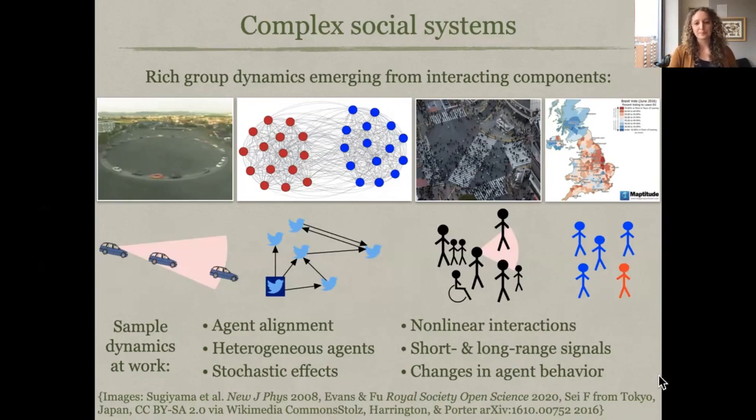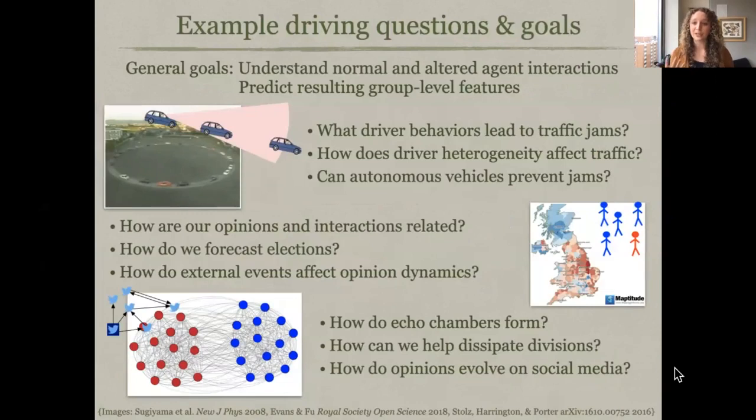So we want to understand, how do we describe these features that are present across applications mathematically? And I think the general goal across all these systems, quite broadly, is either to understand how the agents are interacting normally, or understand how they might interact in altered settings. There are also cases where you just want to be able to predict the group level features that result from the agent dynamics, and you're not necessarily interested in the mechanisms of how they're behaving.